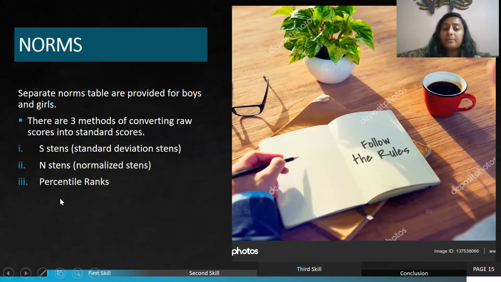Norms. Separate norm tables are provided for boys and girls, as personality differs between the genders. There are three methods of converting raw scores into standard scores: standard deviation scores, normalized scores, and percentile rank.